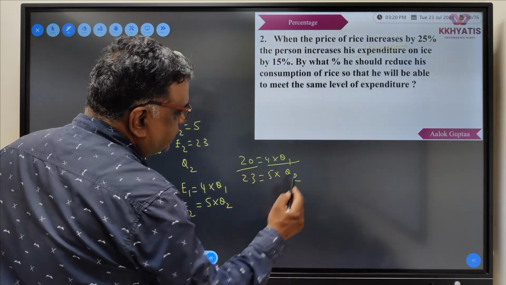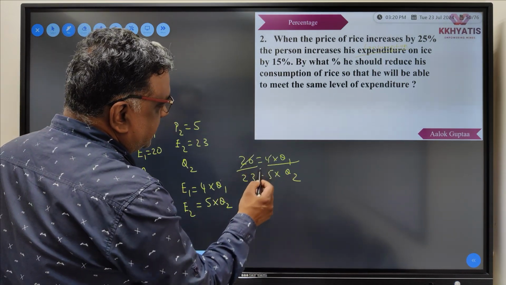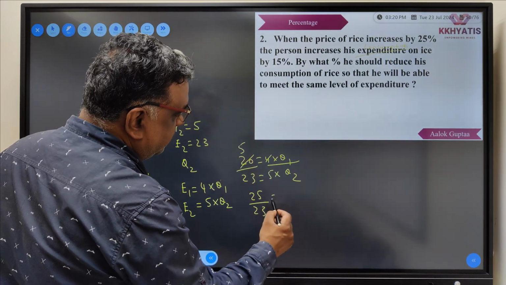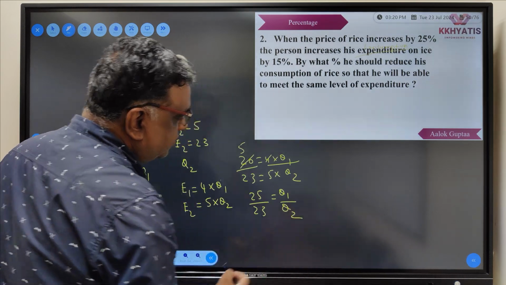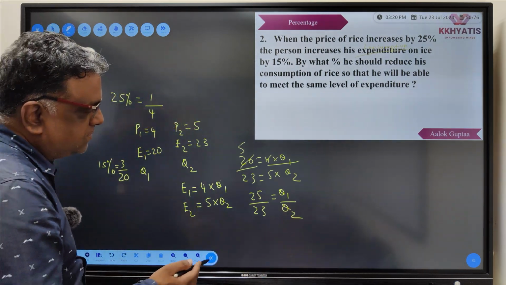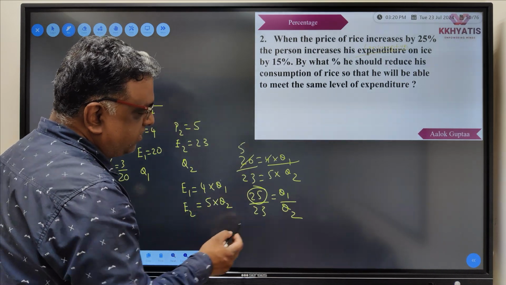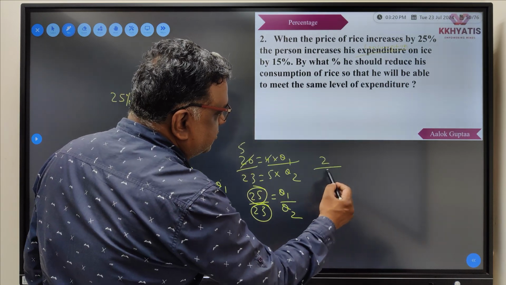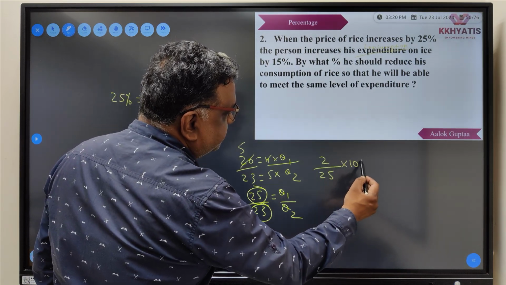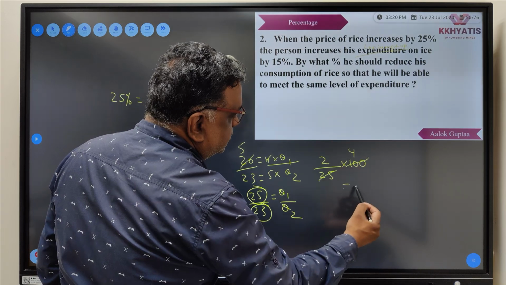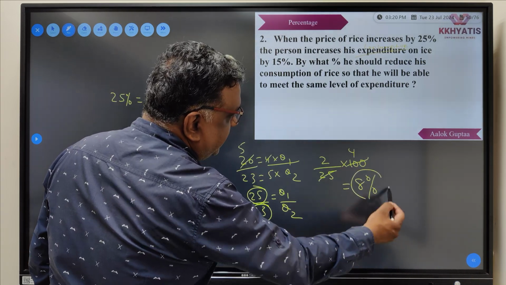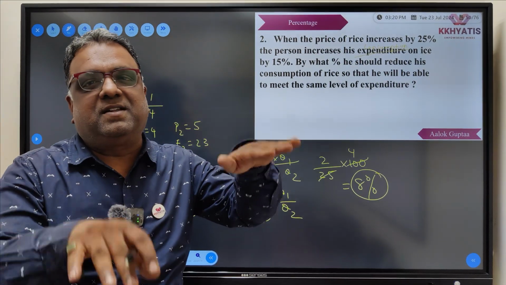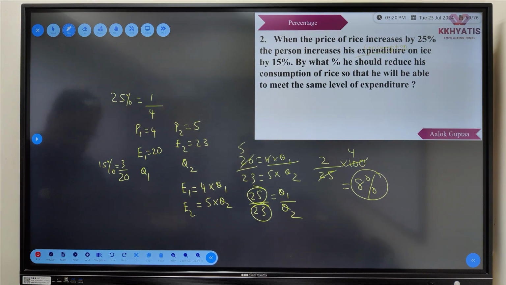Now I will just take a ratio of those. So this will get cancelled. If I take 5 here, 25 upon 23 is Q1 upon Q2. So earlier my consumption was 25, now my consumption became 23. It got reduced by 2 over 25 into 100. So my consumption reduced by 8%. If I reduce my consumption by 8%, then I will be able to keep my expenses at the same level. Okay, clear?